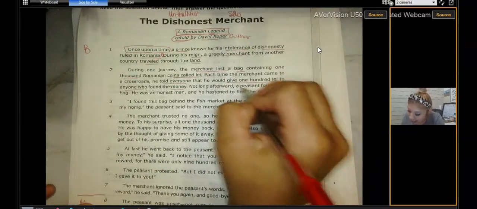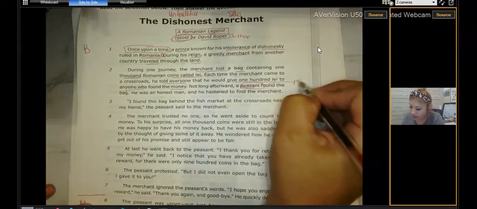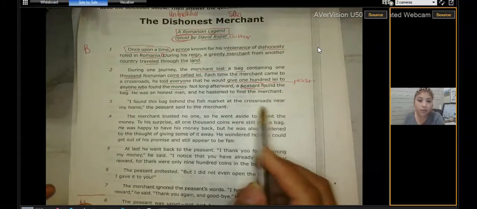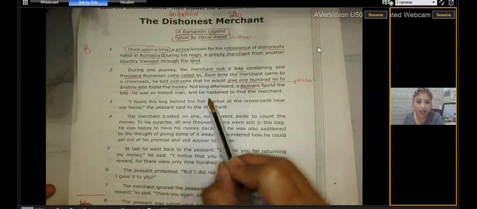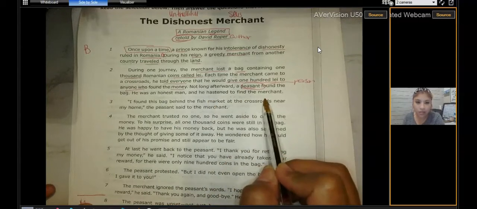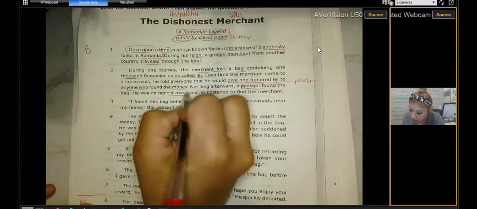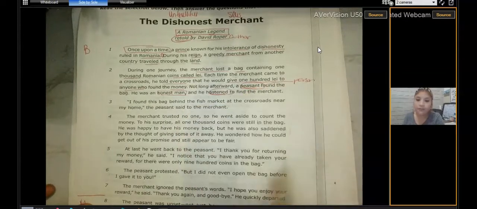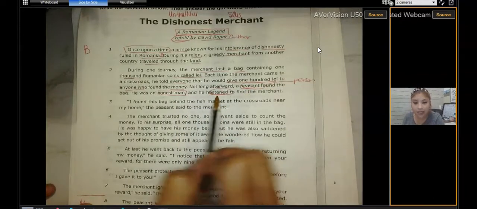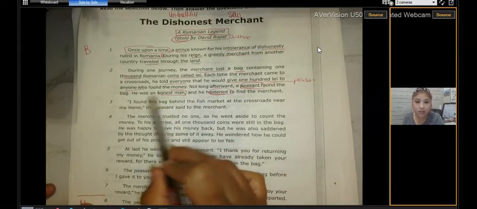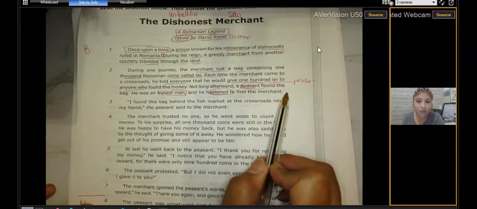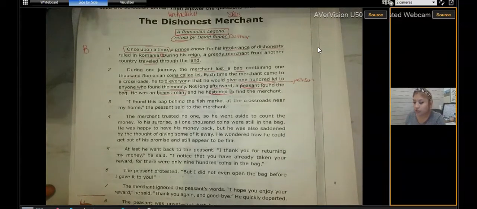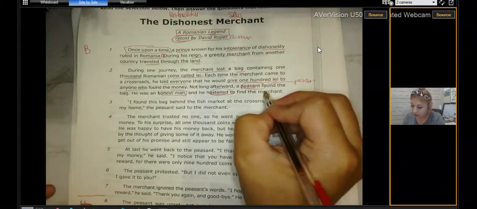Oh, so a peasant is a person. So a person found the bag. He was an honest man, and he hastened to find the merchant. So he was honest. If you don't know what hasten means, let's look at context clues. He was an honest man, and he hastened to find the merchant. So what did he do? He was on a journey to find the merchant.